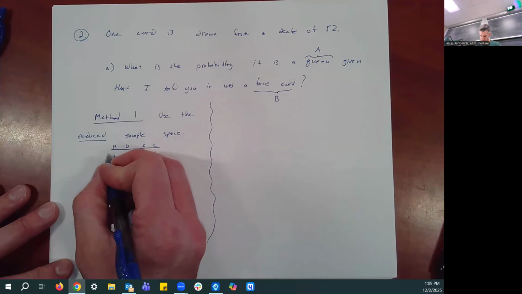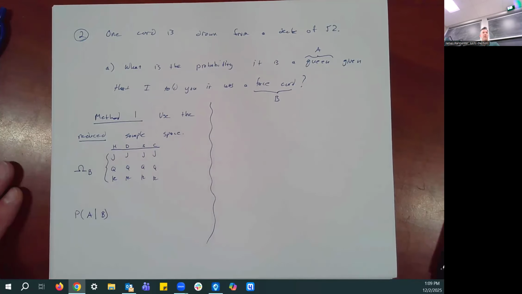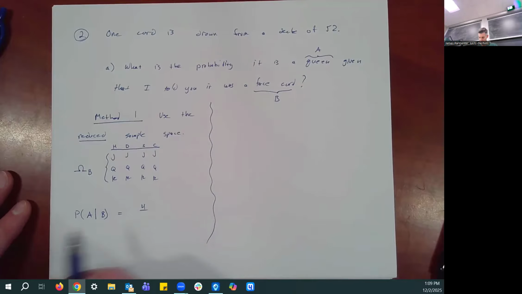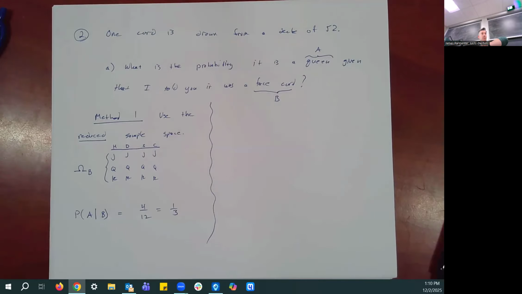So what we're thinking of is this is your reduced sample space, your sample space of just event B. And then we're asking, well, what's the probability that A happens? Well, how many ways can I get a queen? It's like 4. Out of how many cards total? It's like 12. So there's a 1 in 3 chance of getting a queen, given that I told you it was a face card. And again, that's the way I would really encourage you to try to do problems like this if you have that option.